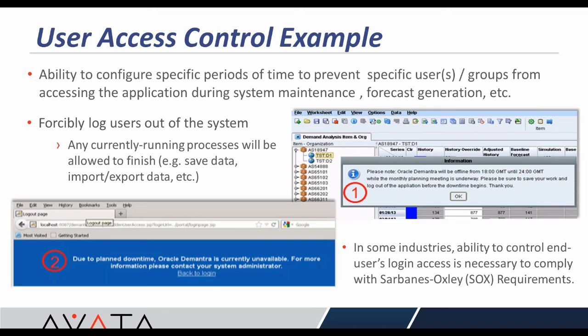What this allows you to do is send a message out, have scheduled times to the entire group of users or specific users, and notify them of downtimes that are coming. In addition to that, you can actually force users off the system, but in the background it completes their transaction and saves it, so there is no loss of data or corruption. This combined with the security module that was introduced in previous releases goes a long way for those companies and industries specifically that have Sarbanes-Oxley requirements.